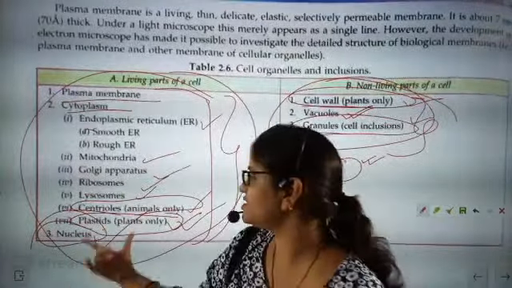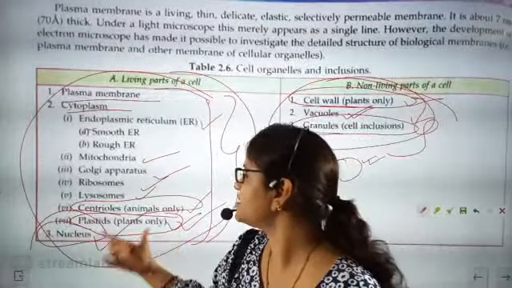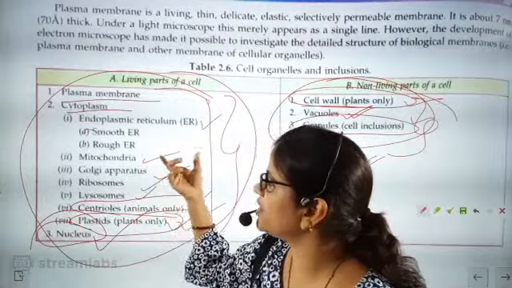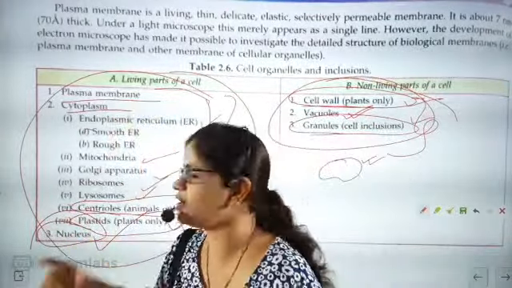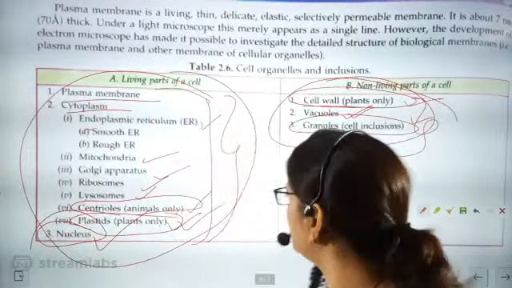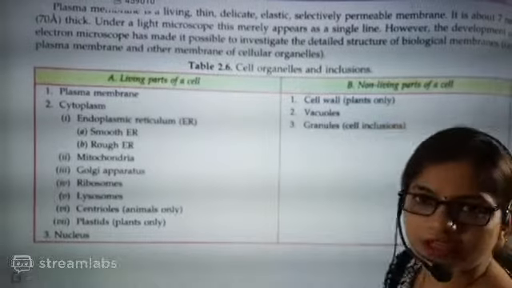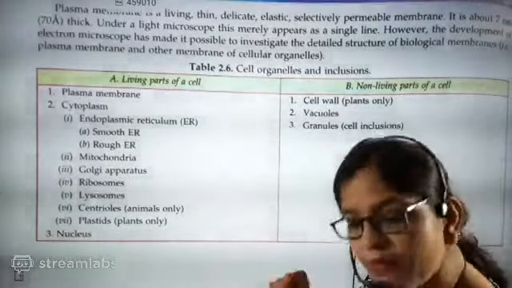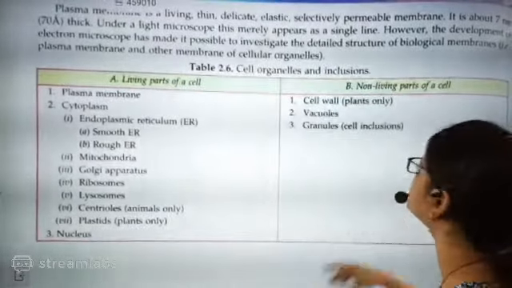Yes, so plastids are, beta, the living part of the cell. Centrioles are also a living part of the cell. Lysosomes, ribosomes, Golgi apparatus, mitochondria, endoplasmic reticulum, cytoplasm, plasma membrane and nucleus, all are living parts of the cell. Okay, the only non-living section is the cell wall, which is only present in plants, then vacuoles, which are present in both animal and plant, but in plants they are of big size, and in animals very very small.